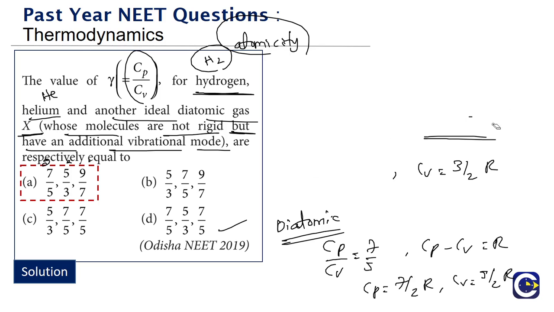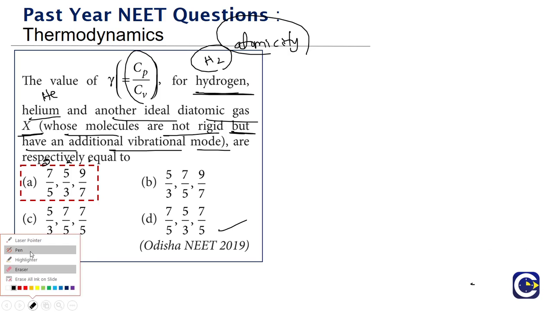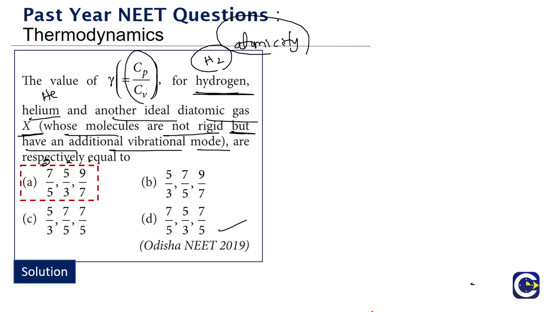So the moment we see a monoatomic gas, what is the Cp value? Monoatomic means Cp will be 5 by 2R, Cv will be 3 by 2R. Diatomic, Cp will be 7 by 2R, Cv will be 5 by 2R. So we said we look at the vibrational modes.